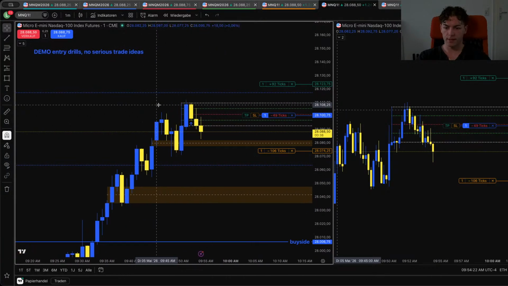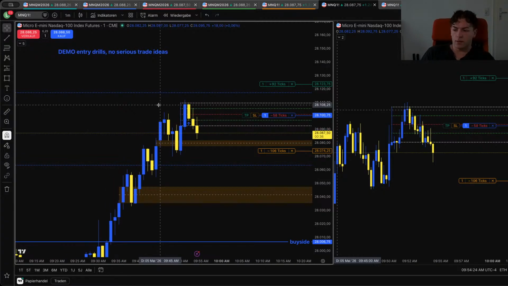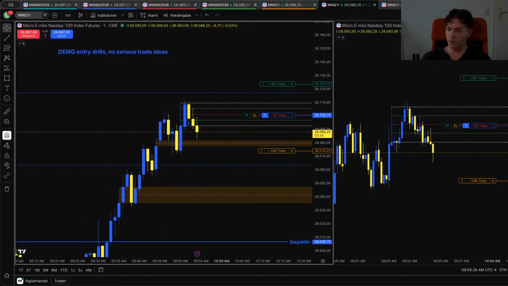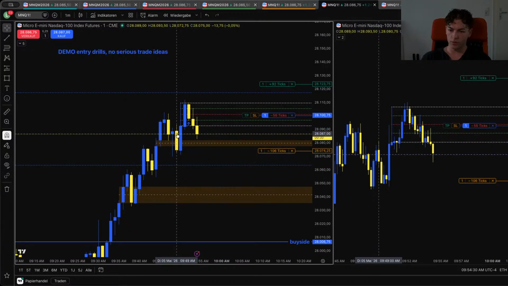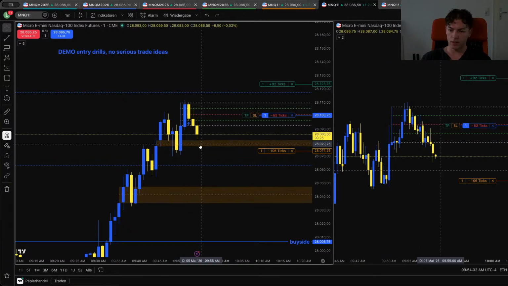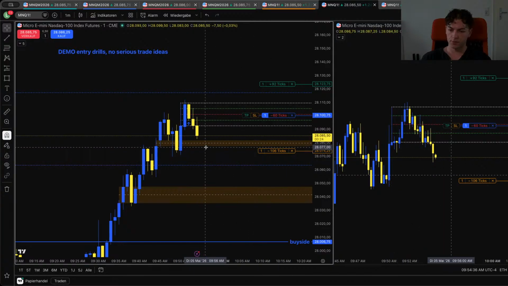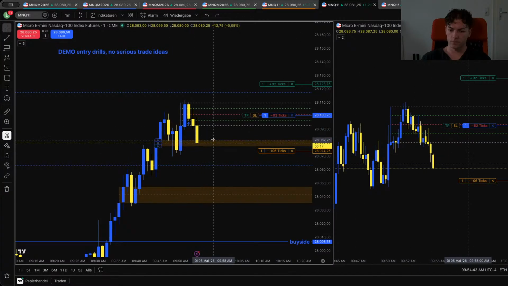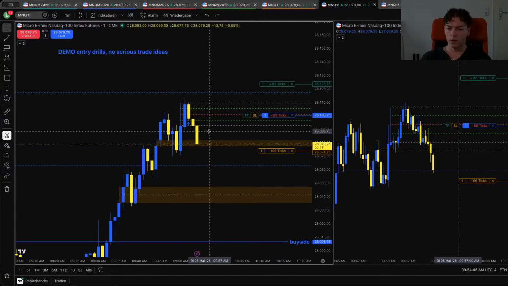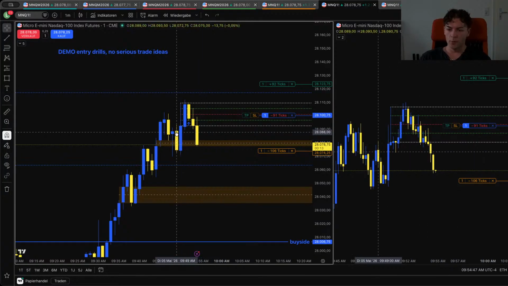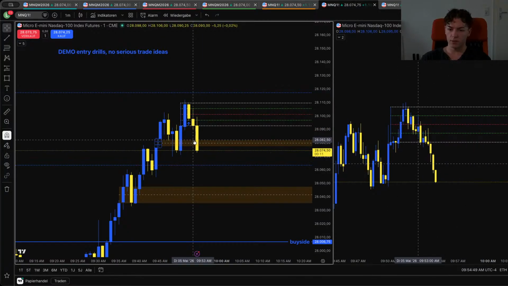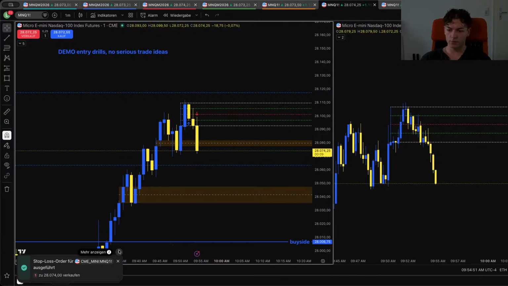Okay, seems like we get stopped out if we close below this midpoint and below this volume imbalance. So midpoint of this candle would be order block mean threshold. Okay, stopped out.